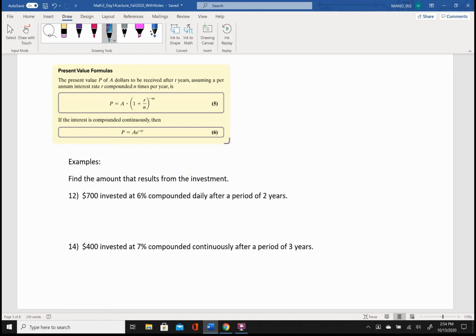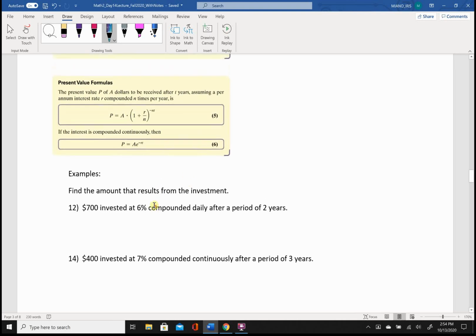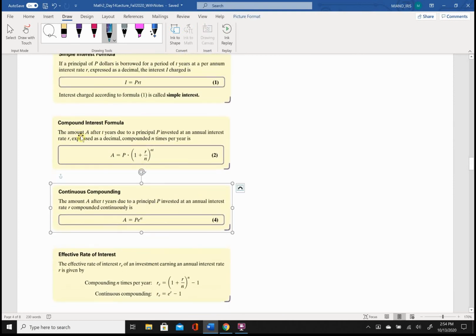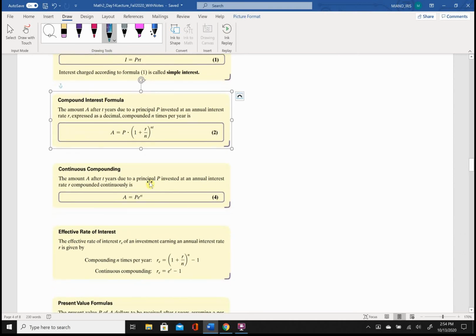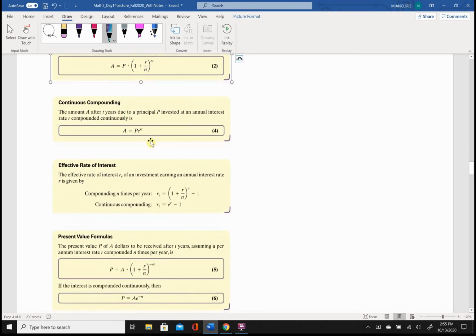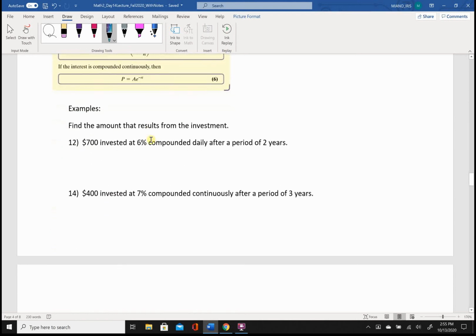So this means that we're going to go up to this compound interest formula right here. This is the one we're going to use, in which our A value needs to be calculated. The principal is $700, the P. The R, the rate, is 0.06. It was 6% that was in the example. And if it's going to be compounded daily, how many times a year is that? 365. Over 2 years, that means that your t-value is 2, n being this 365.